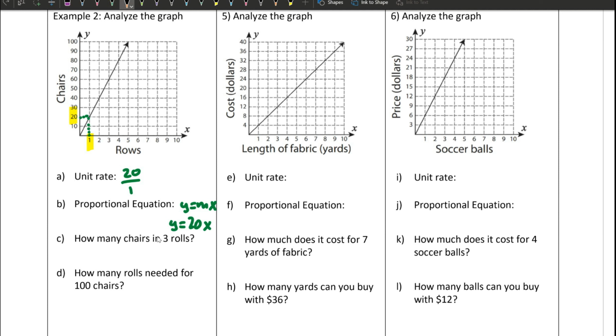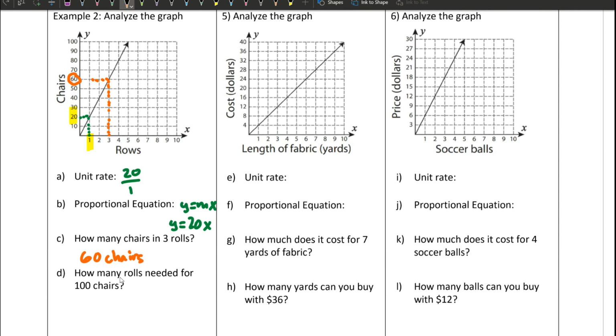How many chairs in 3 rows? So 3 rows right here. You can see that we have 60 chairs. So there's 60 chairs for 3 rows. As you see, the unit rate says 20 chairs for 1 row, so 3 rows means 20 times 3, which is 60 chairs.